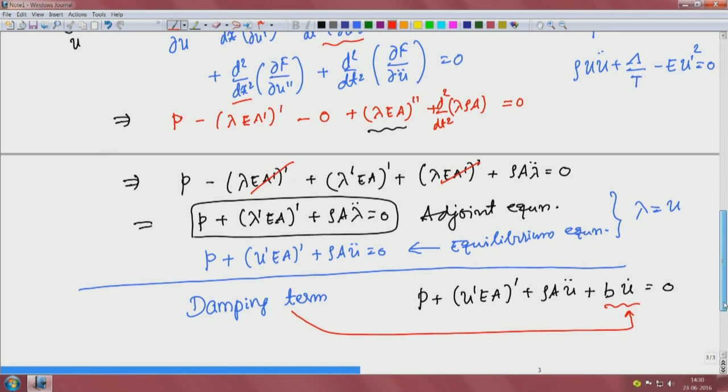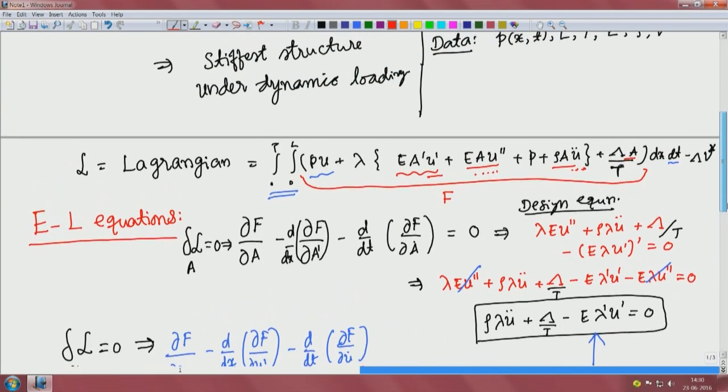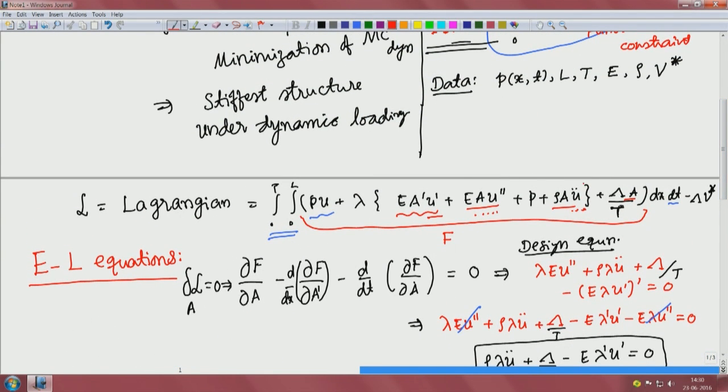If we do that, let us go back and see what happens. Okay. So, somewhere here let us add the damping term. That will be our B u dot.